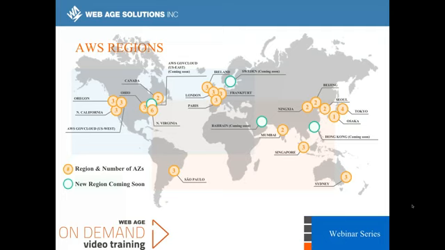So you can see we have a region in South America, Australia, Mumbai. We have regions about to come online in Hong Kong, Bahrain, and Sweden. So we have this incredible expanse of regions throughout the world.